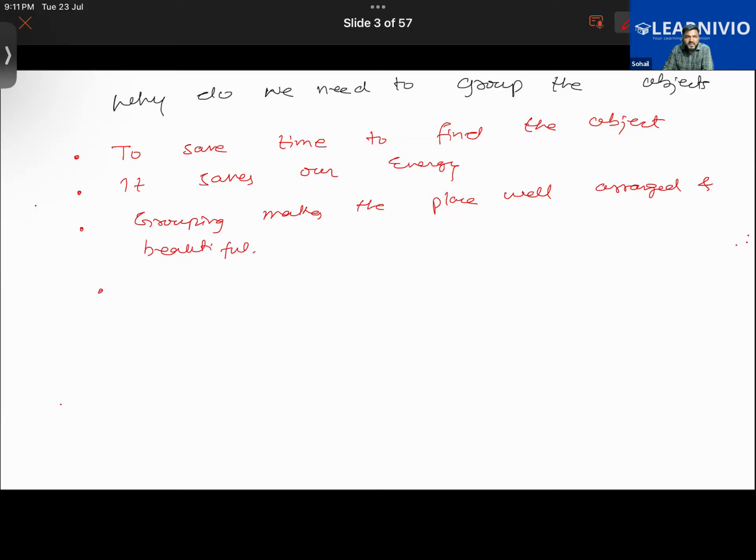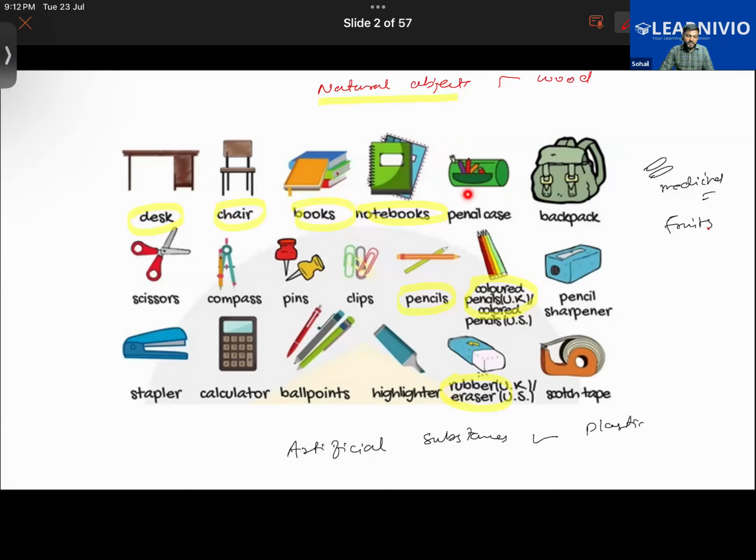Another thing is that when you group the objects in a proper manner, it is very convenient to store things. We often group objects in order to store similar kinds of objects together. For example, in your pencil box, you would be grouping all those objects that are useful for your study, like pencils, sharpener, pencil clip, ballpoint pen, stapler, scissors, rubber, and all.